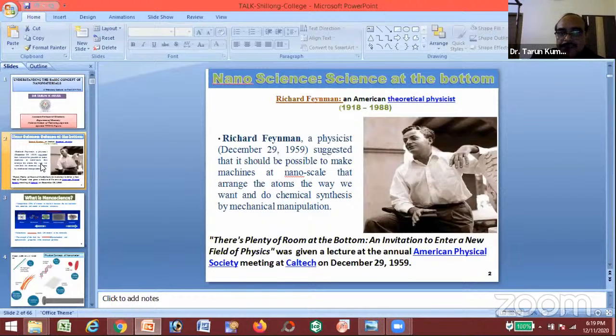He told us that you must think at the bottom. At the bottom level, we can start something. We can develop something. He suggested that it should be possible to make machines at the nanoscale that arrange the atoms. Just think about it: arranging the atoms the way we want and doing chemical synthesis by mechanical manipulation. So you have to catch the atom. If you want to make a building, you need bricks. You have to place bricks one by one to make a building. So here it is also atoms, at the bottom level. If you arrange them in different ways, you can prepare some interesting results.